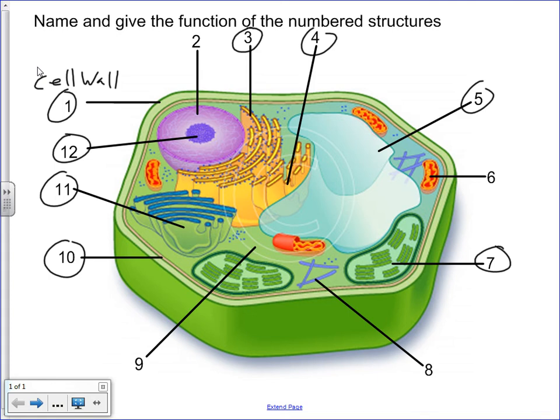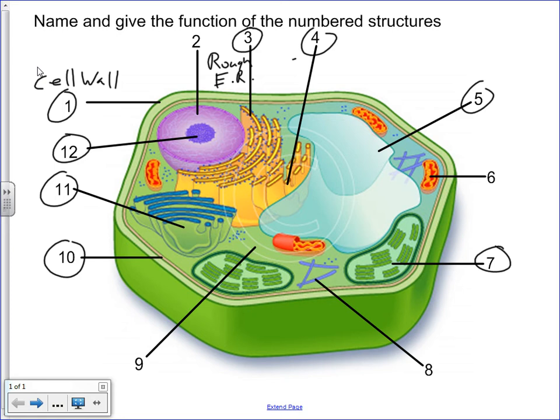Okay, structure number three is the rough ER. They don't have to have written endoplasmic reticulum. If they did, wonderful. ER is good enough. Each one is worth 2 marks, one for the name and one for the function. So rough ER, and its function is to transport protein.